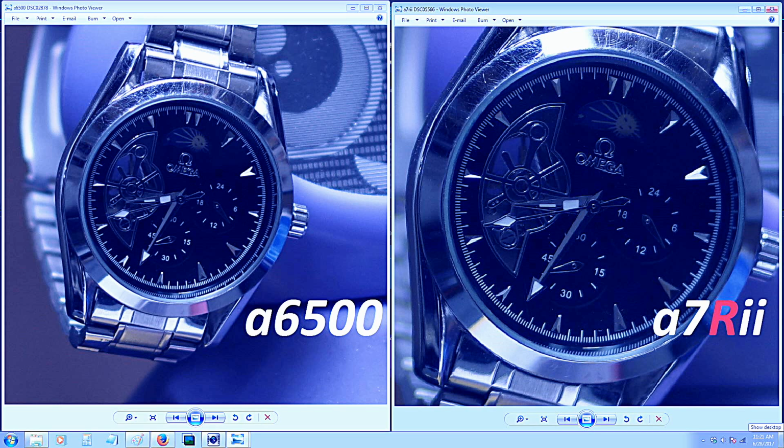The Sony a7R2 is amazing. Okay, now let's compare the video, and you can tell me if you can see the difference, and I can tell you there is no difference if we set the Sony a7R2 at Super 35 mode.